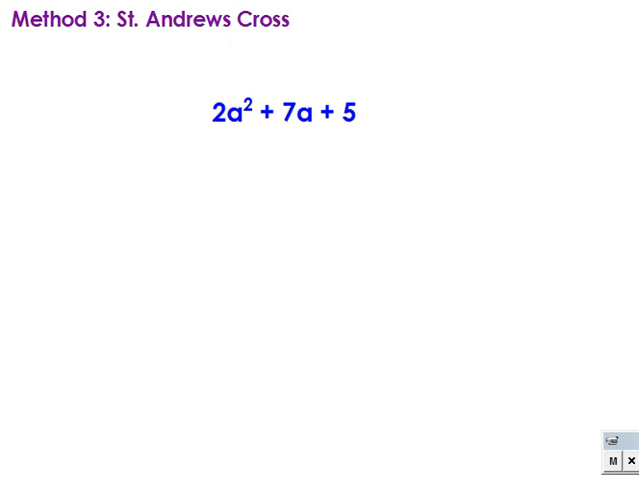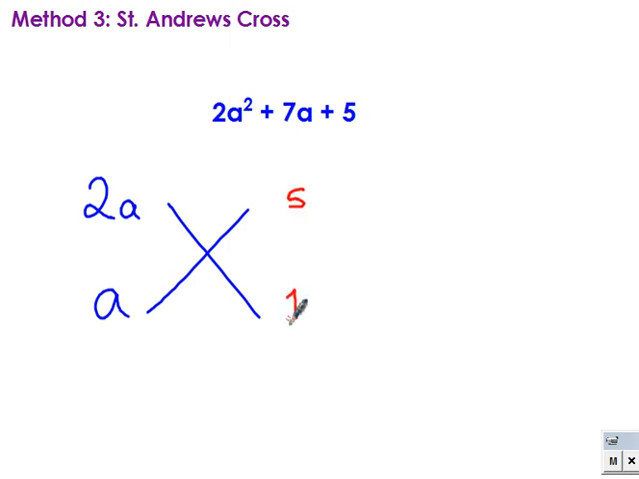The third method is called St Andrews cross. We're going to start off by writing 2a and a, and we're going to do what we call St Andrews cross. We're going to look at the ways we can multiply to get 5. So we'll get 5 and 1. And we're going to check, does that work? Well, we do 2a multiplied by 1, so that's 2a. Then we do a times 5, plus 5a, equals 7a.